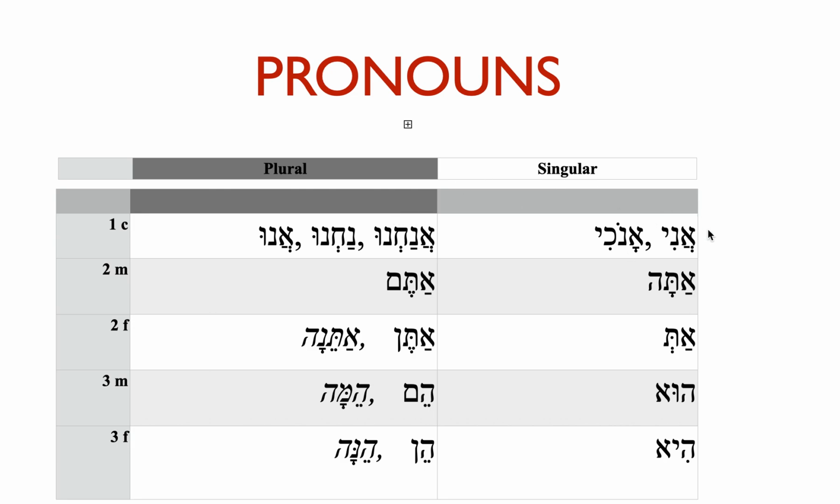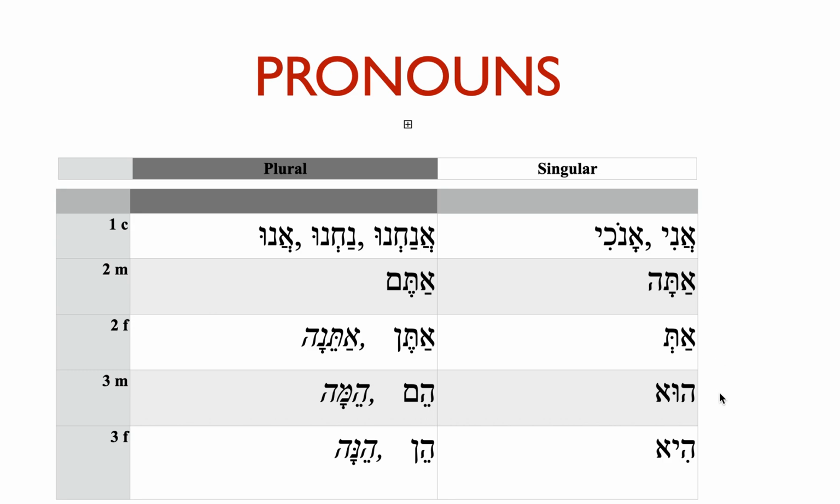For the second person, let's start with the singular masculine ata and feminine at. For the plural, atem, aten. In English, all of these pronouns for the second person are translated the same. It's all you. However, in Hebrew, as you can see, they are different for different gender and different number.